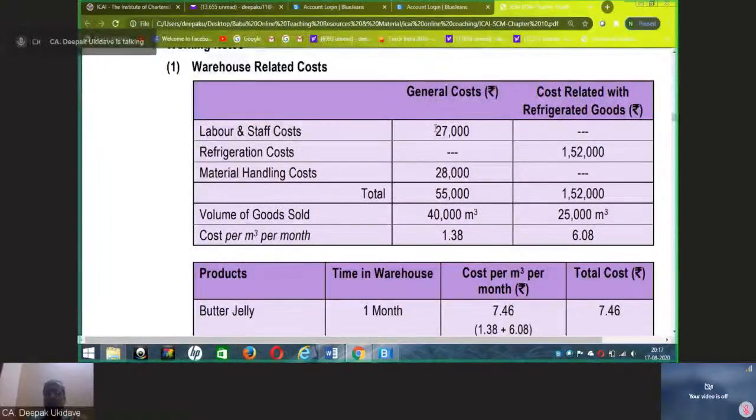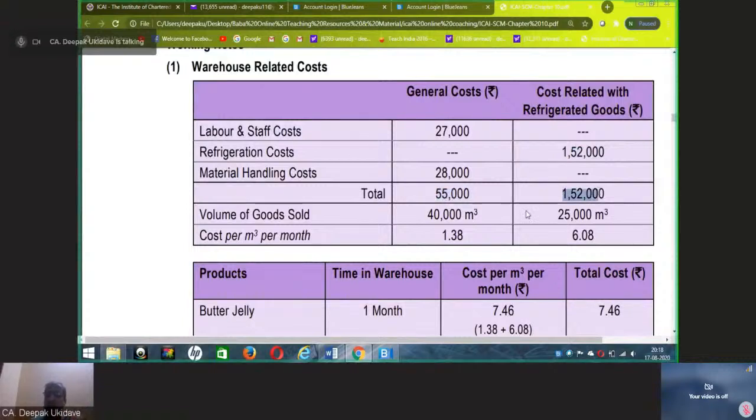Labor and staff cost is a general cost. You all can make out. Material handling cost is also a general cost. But refrigeration cost is a specific cost, and that is with respect to refrigerated goods. So I put that in the second column. So now my total cost is 55,000 general and 1,52,000 refrigerated goods.